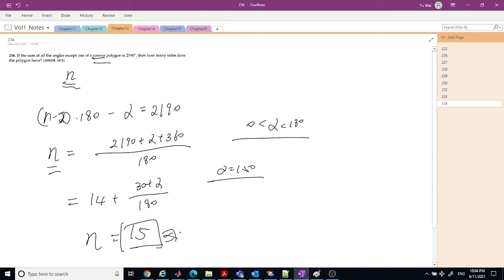For polygons, normally the problems should be a little bit simpler than the triangle and circle ones. What you only need to do is control the different inequalities, and the key point is you need to know the sum of the exterior angles is 360, and the sum of the interior angles is n minus 2 times 180.